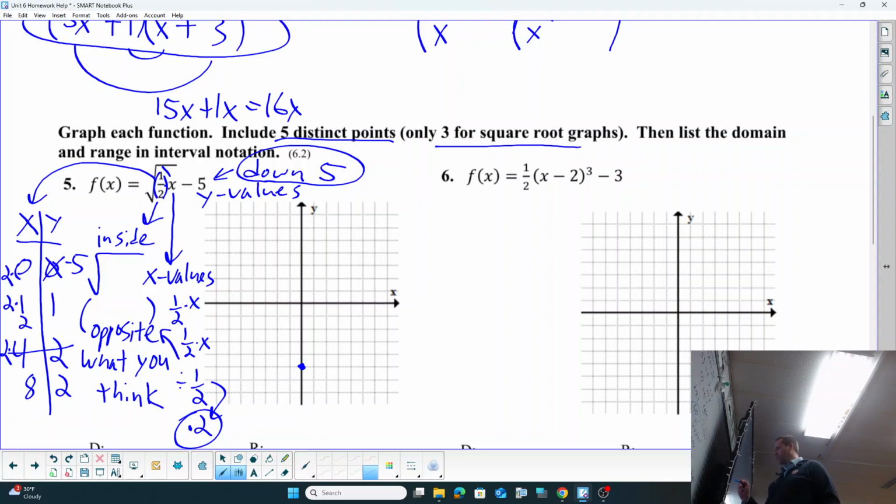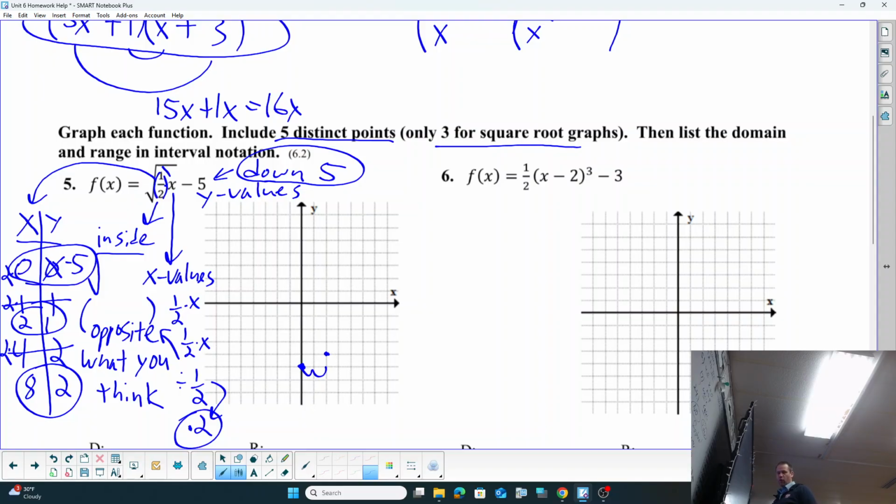This will actually be 2, 1. And that'll still be 0, negative 5. Okay, let's give it a try. So we're going to go 2, 1. When I say 2, 1, I mean over 2, up 1.